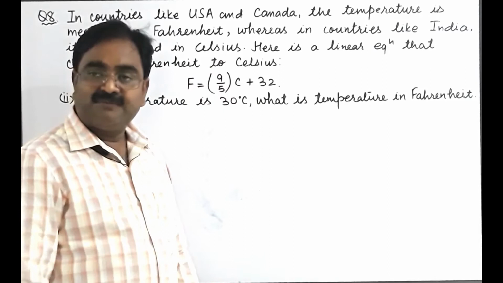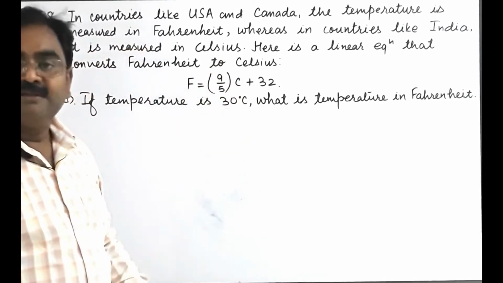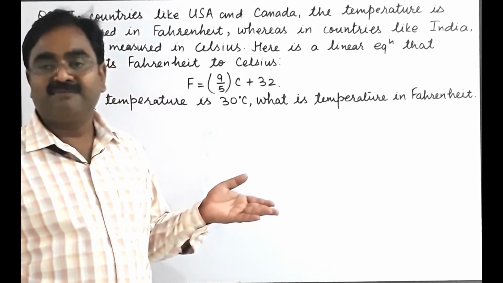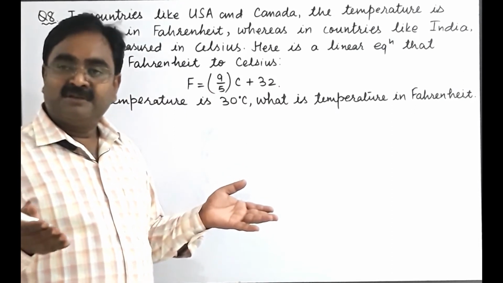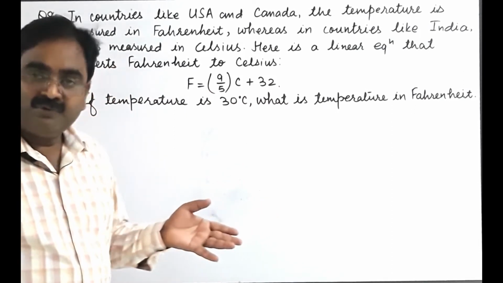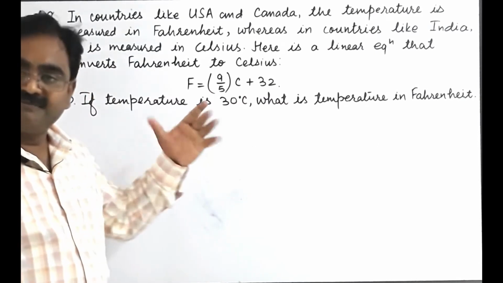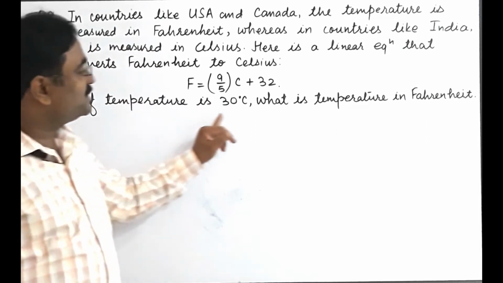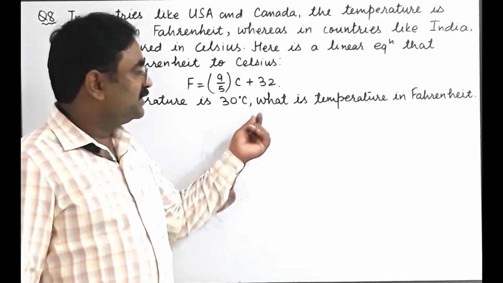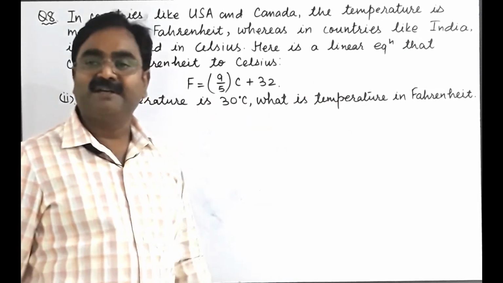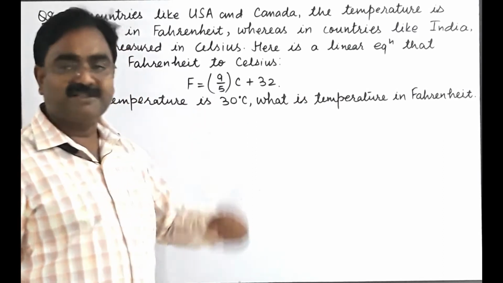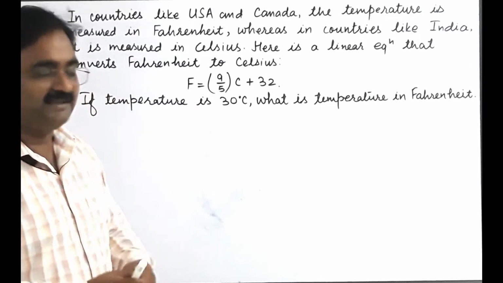So dear friends, the first sum is given in this. Draw the graph of the given equation. So you have to draw the graph of this equation. Easily you can draw it in your graph book. Second question, from second I have started here. Second, it is asking if temperature is 30 degrees Celsius, then what is temperature in Fahrenheit? Means we have to find out. Here the temperature is given 30 degrees Celsius, it means the value of C is given.